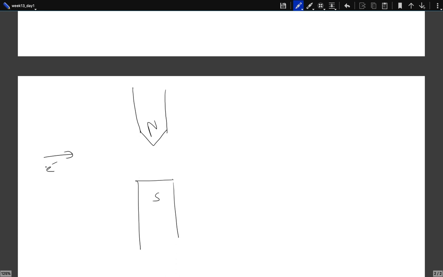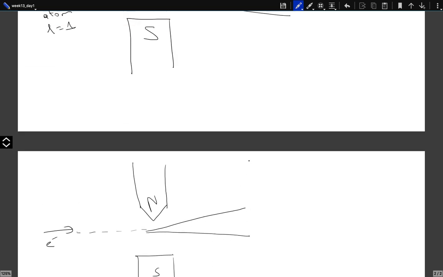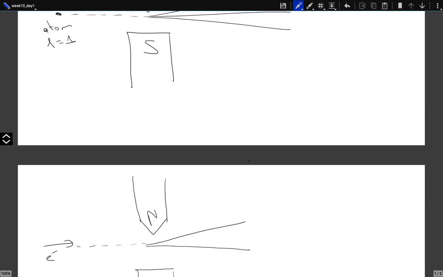But what happens is it bends towards you, but there is another effect. It splits into two. Not three, two. Which basically tells us that there's another property of the electron that we didn't know before.